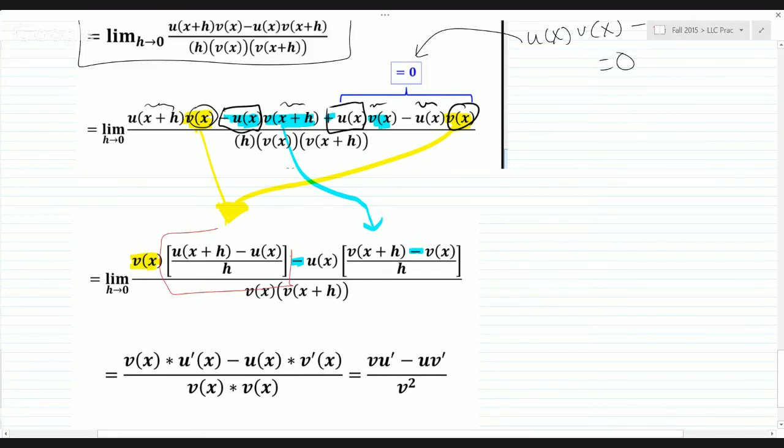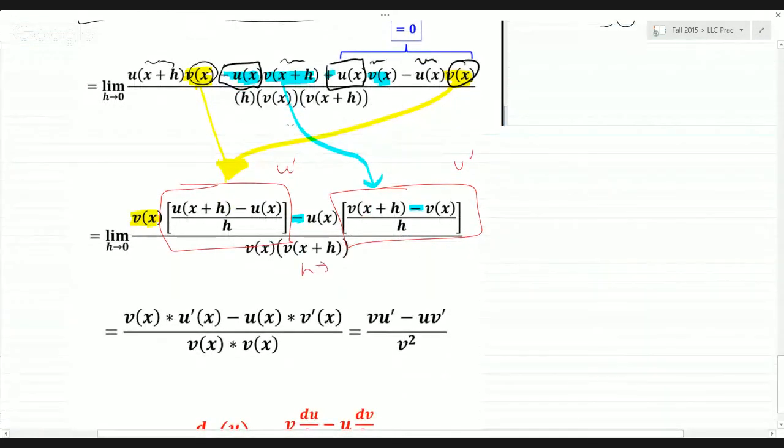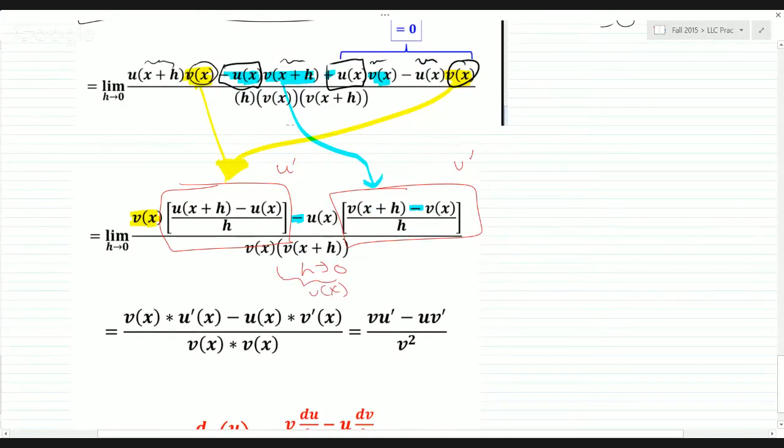This whole thing is the definition of u prime. The second part is the definition of v prime. And since h is going to 0, at the denominator this just goes to v of x. So we have v of x times u prime of x minus u of x times v prime of x, over v of x squared. All right?